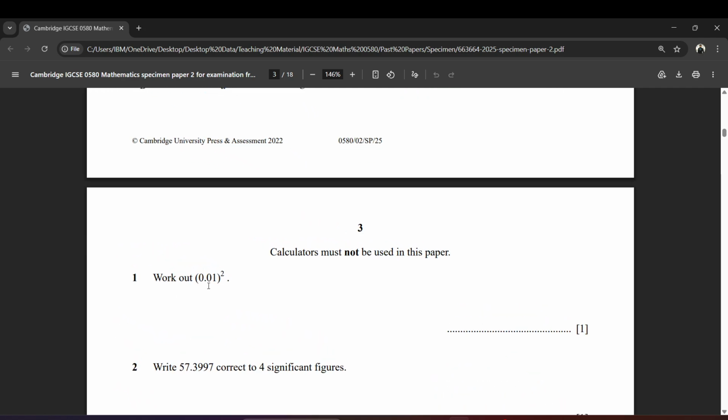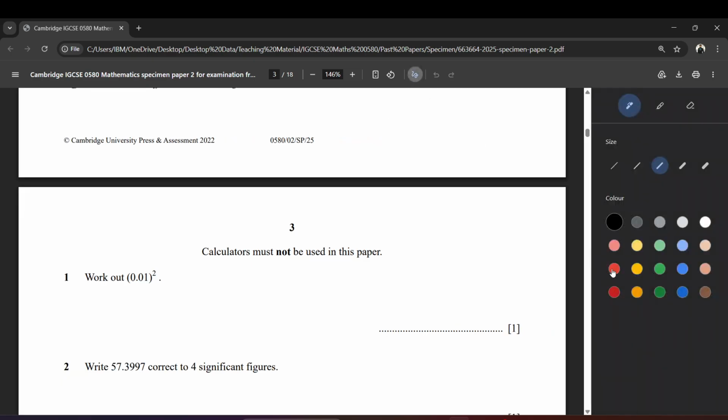Work out 0.01 whole squared. Now, there are two ways that you can approach this question. If you want, you can go by the normal route, which is that you just multiply 0.01 times 0.01 and then you'll get the answer. But this is a bit tedious. Then there's another method where you can write this 0.01 in standard form. So 0.01 is actually 1 times 10 to the power minus 2.